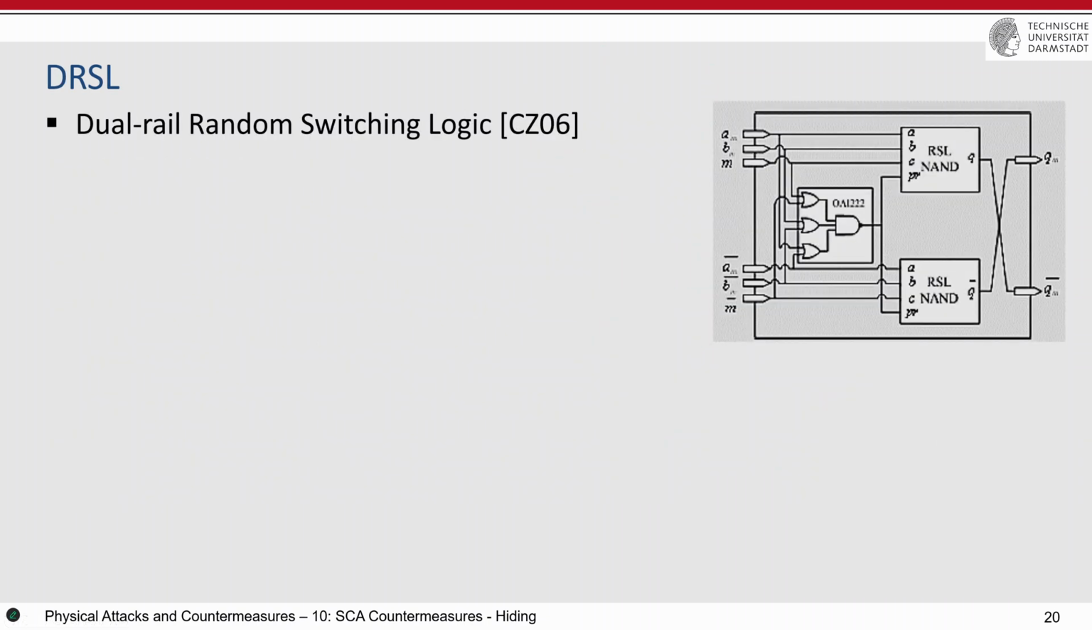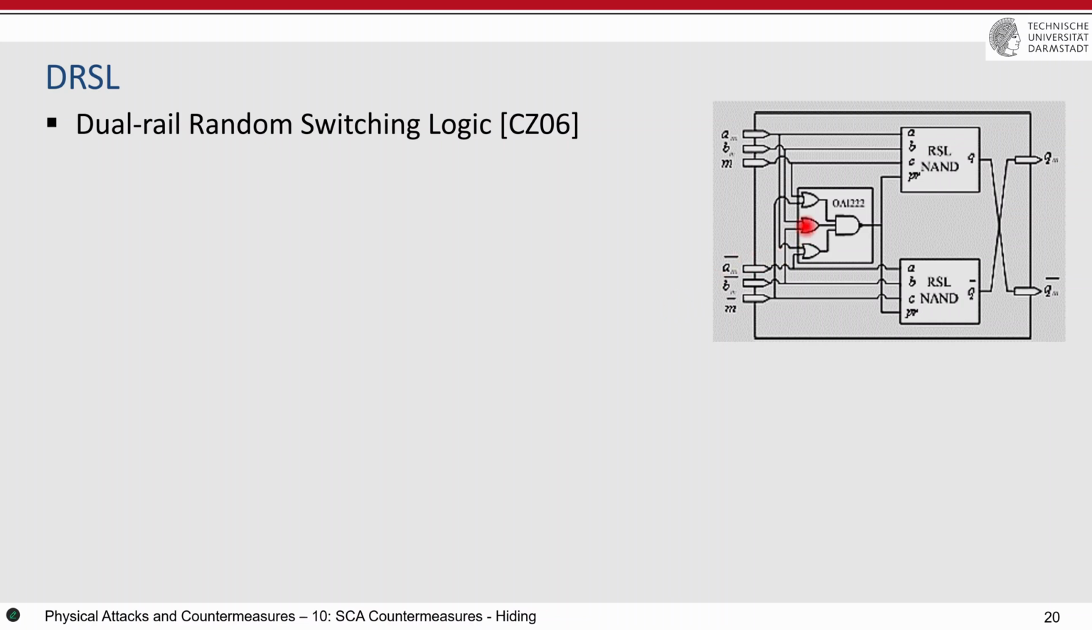Then DRSL, the dual rail random switching logic, is introduced. These RSL NAND gates that you see here are the ones that we have seen in the previous slide. One module is added here, which controls the enable signal. This is nothing else than some OR gates and an AND gate. It checks if all inputs are in the evaluation phase, which means that all of them are complementary. If they are all complementary, then the enable of these gates should be active.